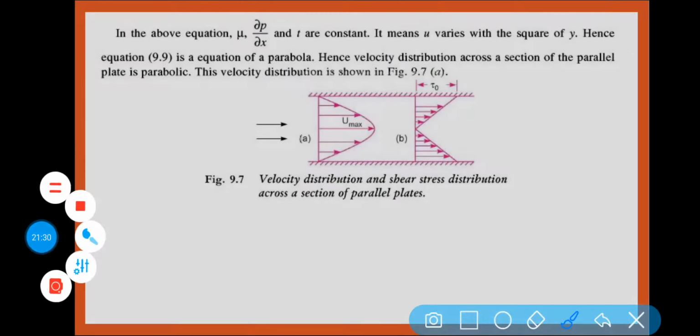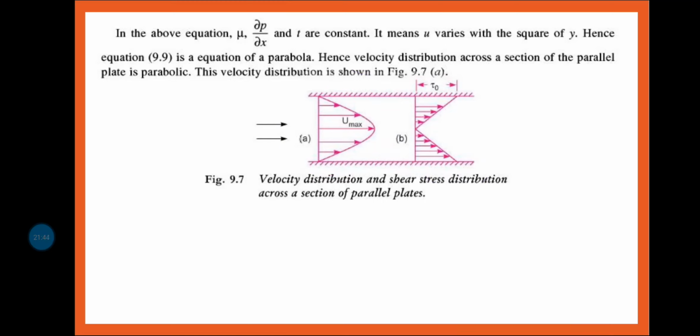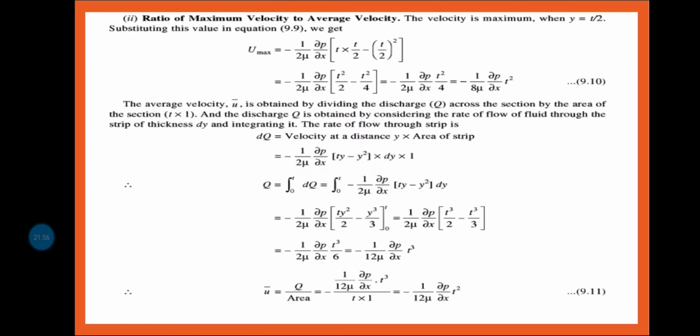So basically the velocity distribution will be like this, parabolic, and the shear stress will be like this. Okay, with respect to the velocity distribution diagram, you can draw the shear stress diagram. So this is all about the diagram and the calculation, how we can calculate the velocity at a particular point u. Now the ratio of maximum velocity to average velocity we need to find out.